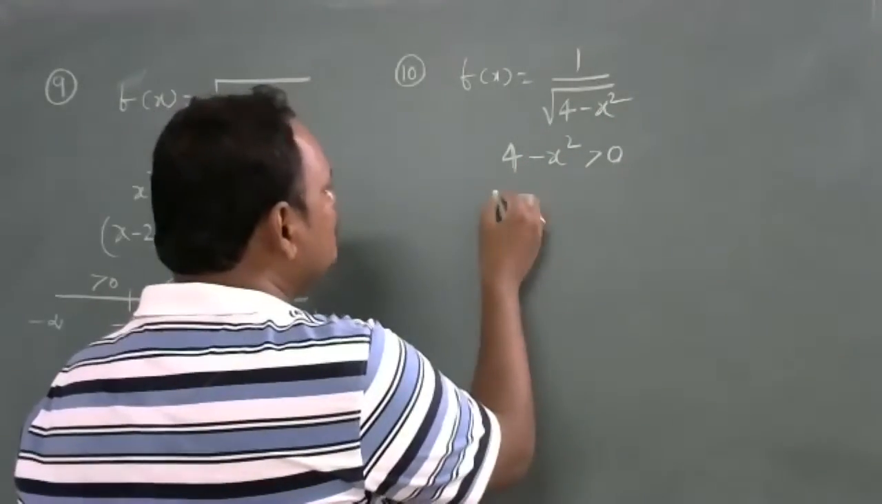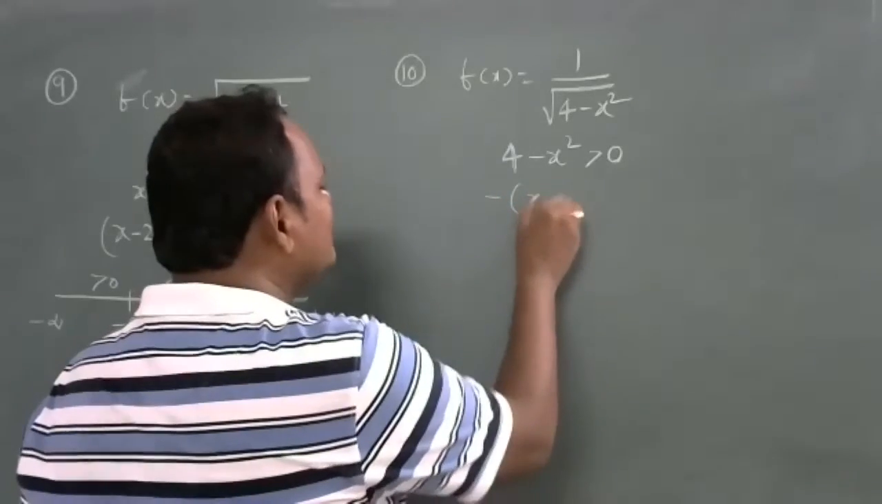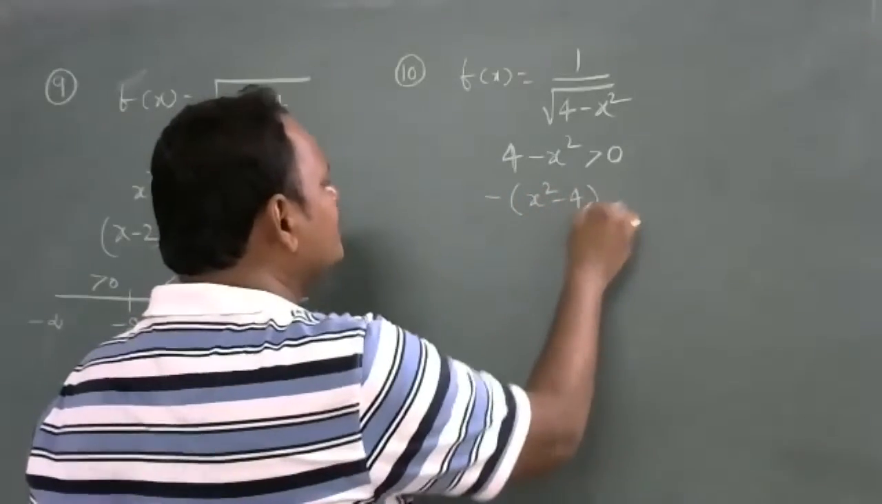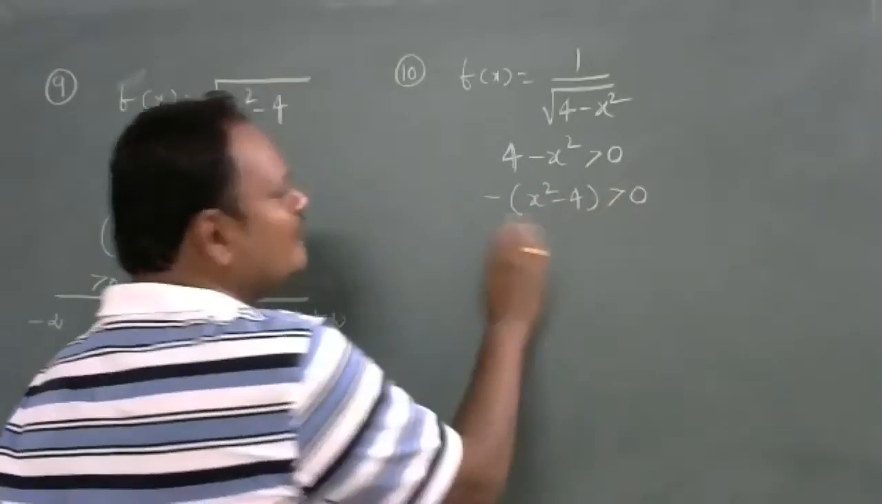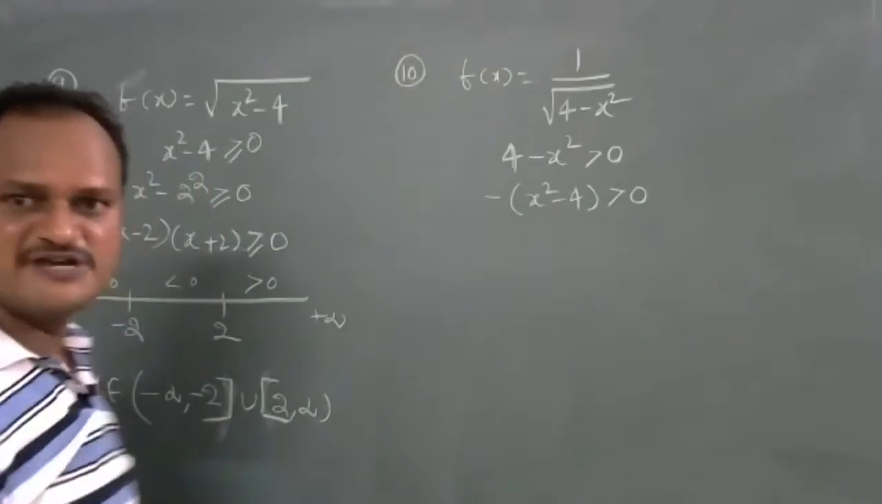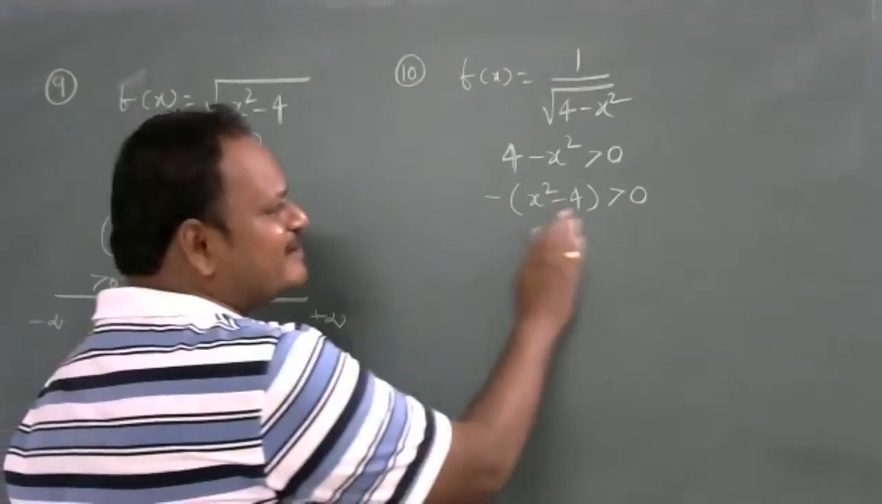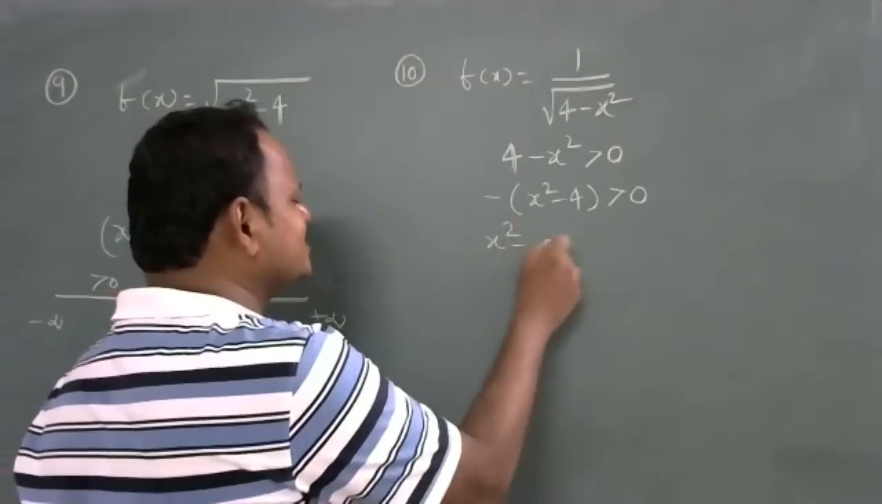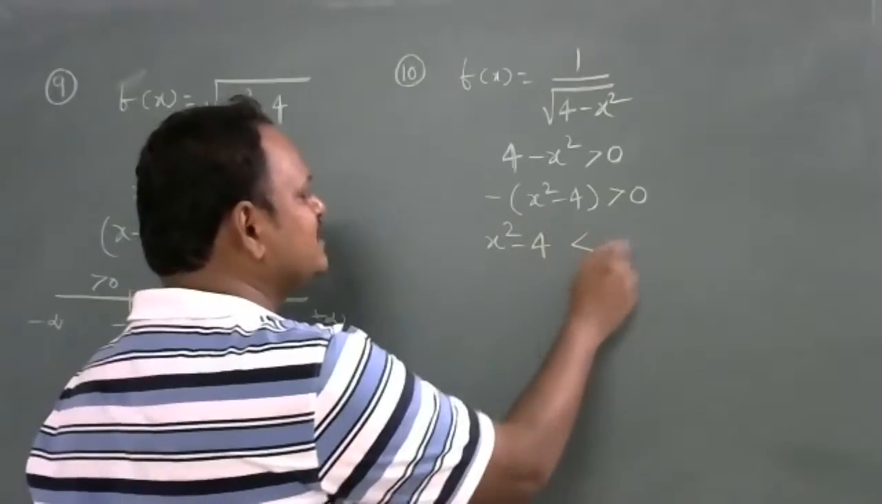Now we take the minus sign common, then x square minus 4 is greater than 0. We multiply by the minus sign because it is an inequality problem. Then what we get is x square minus 4 is less than 0.